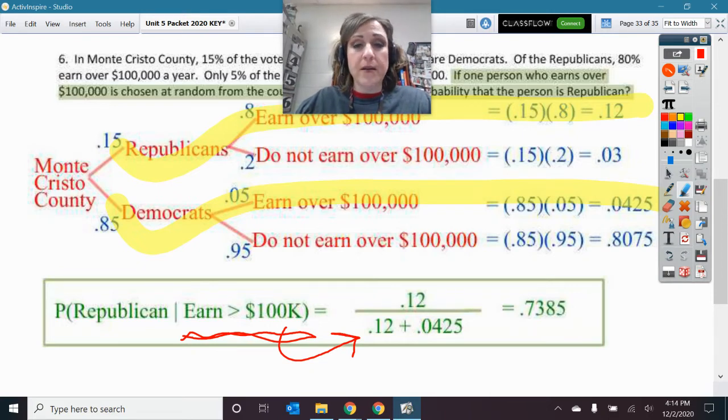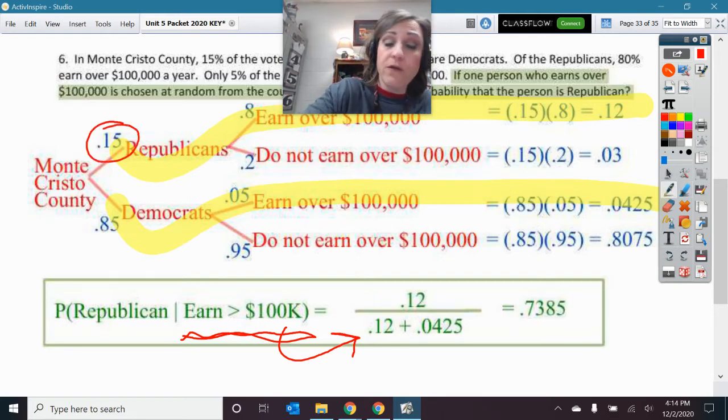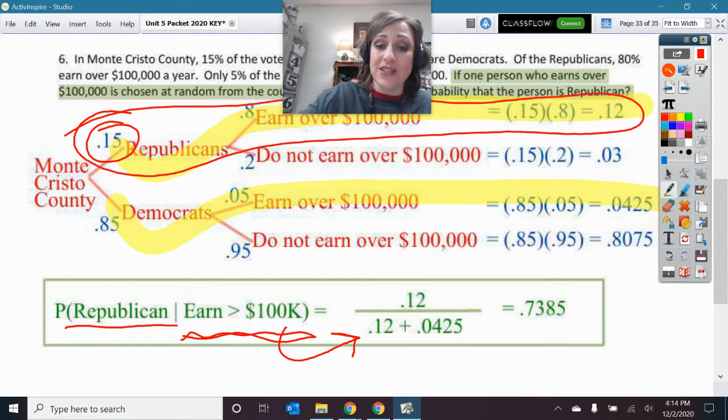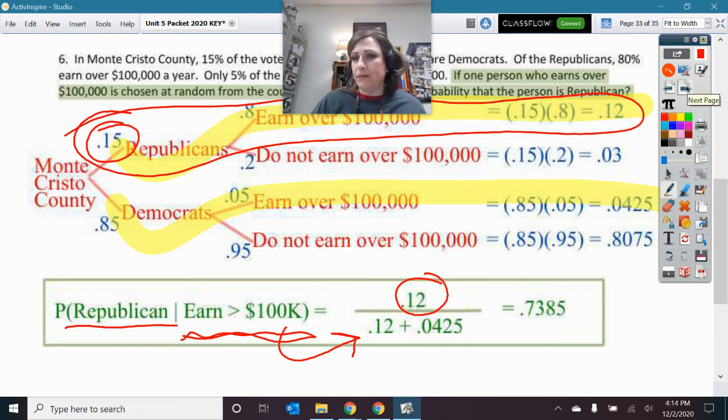So I put all those on the bottom, and what part of those are the Republican ones who earn over $100,000? Not 15% on top. This overall Republicans is not what goes on top. It's the Republicans who earn over $100,000 that go on top. Okay? So, if you earn over $100,000, almost 74% chance you're a Republican.